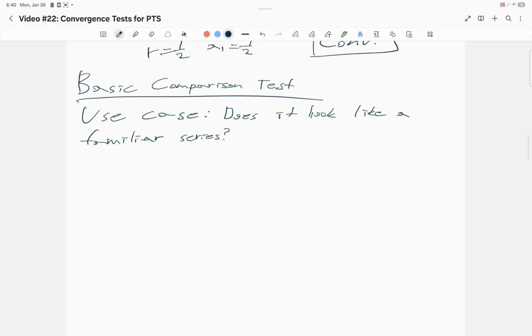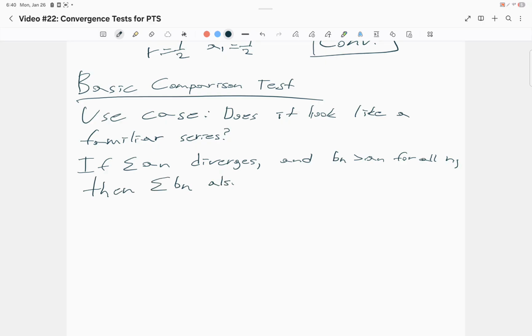So what the basic comparison test says, there's two parts for it. For a divergent series, if A of n diverges and B of n is always greater than A of n for all n that we care about, like 1 to infinity, whatever, then B of n also must diverge.